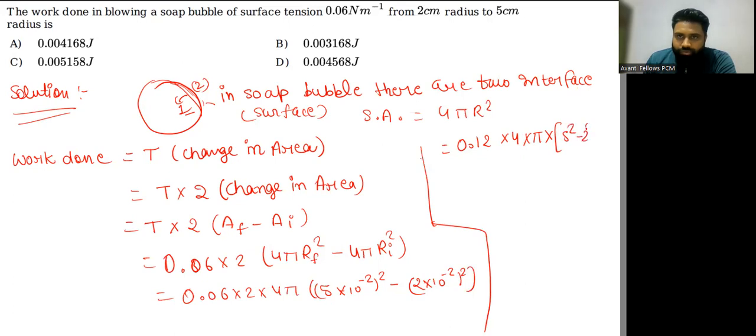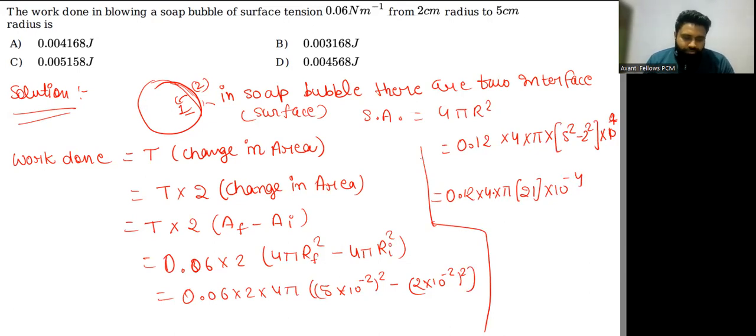5 square minus 2 square and take 10 raised to the power minus 2 as common, so 10 raised to the power minus 4, because 10 raised to the power minus 2 whole square will become 10 raised to minus 4. So it is 0.12 into 4 into pi. This will become 5 square is 25, 2 square is 4. So it will become 21 into 10 raised to the power minus 4.